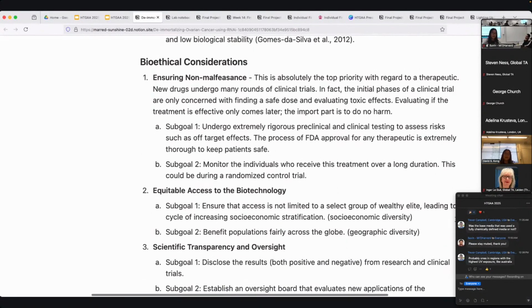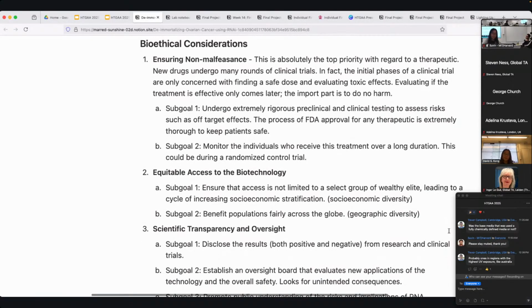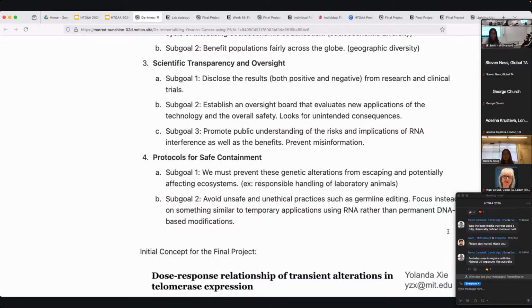And for that, it's also really important to consider things like ensuring non-maleficence. There's many, many rounds of testing that has to go into designing any potential therapeutic. First, starting off with in vitro work, just using cells in culture. And then if that seems promising, move into mouse studies, then further on with all the phases of clinical trials. So feel free to read more about this in my documentation.